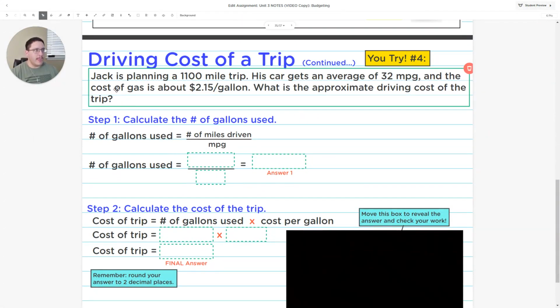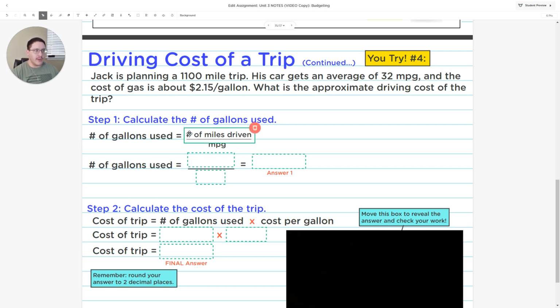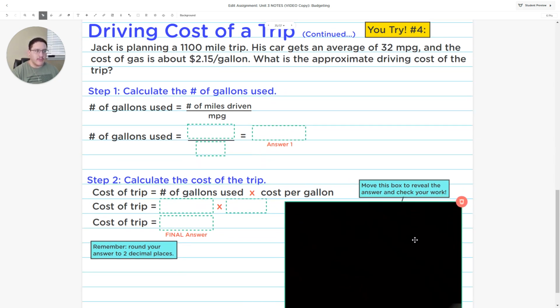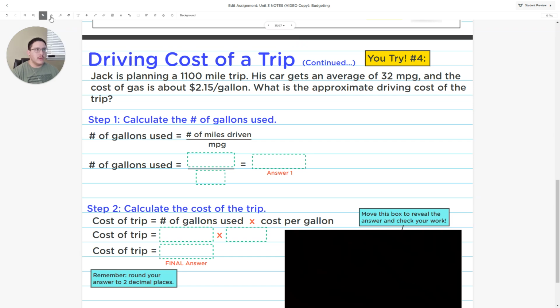So you try number 4. Jack is planning an 1,100 mile trip, and his car gets an average of 32 miles per gallon. The cost of gas is about $2.15 per gallon. What is the approximate driving cost of the trip? So step 1, first calculate the number of gallons used using this formula. And then step 2, calculate the cost of the trip by multiplying the number of gallons used and the cost per gallon. If you're on ClassKick, again, you can move this box and check your answers as you're going through the work. So go ahead and pause this video, try this problem on your own. Otherwise, I'm going to now show y'all how to do this problem.